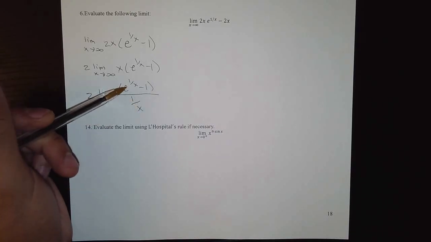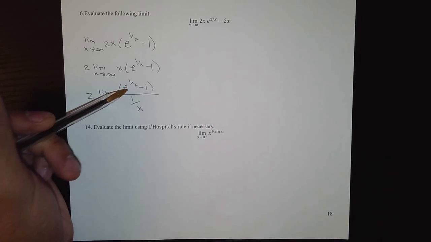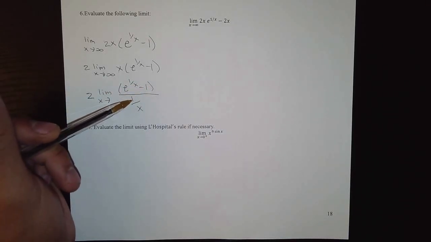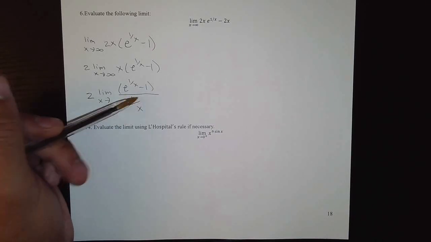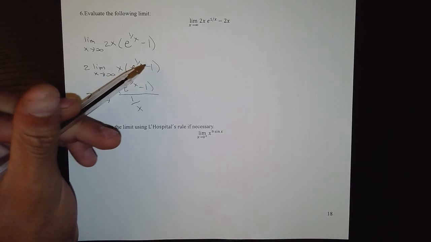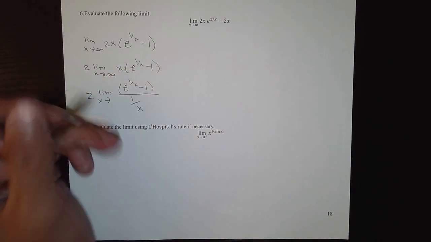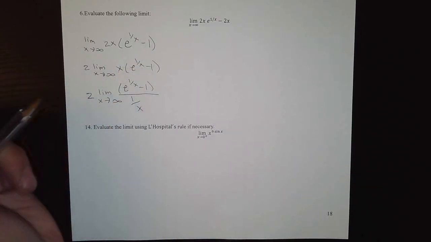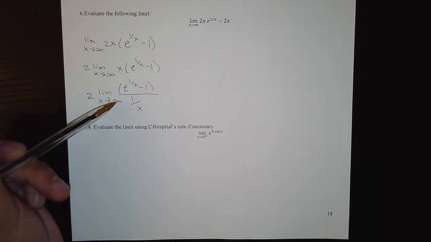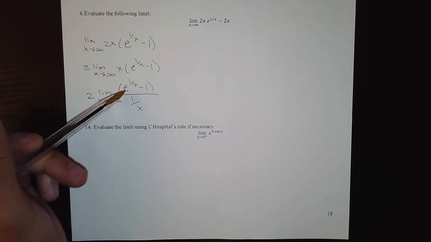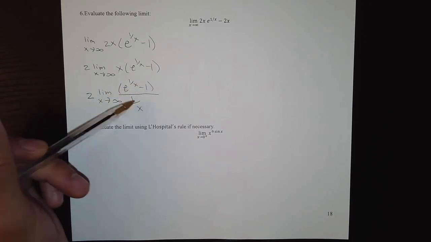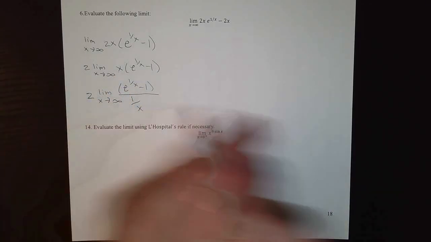Because if we take this expression and we divide it by 1 divided by x, that's like multiplying by x. And that just gets us back up here. And so now when we plug in infinity, we get 0 over 0. So now we can use L'Hopital's rule.